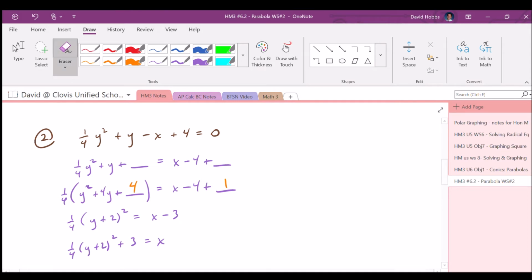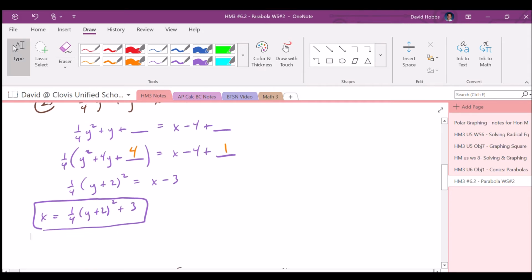If that bothers you, just have the x move to the left side right now. There it is. There's the equation. It's x equals, so you know it's either left or right. The a value is positive. It is opening to the right. The vertex, so inside the parentheses, what would I plug in to make it 0? Negative 2, but it's a y value, so the vertex is -2 for the y value. And if we plug that in, we get x equals 3. So 3, -2.